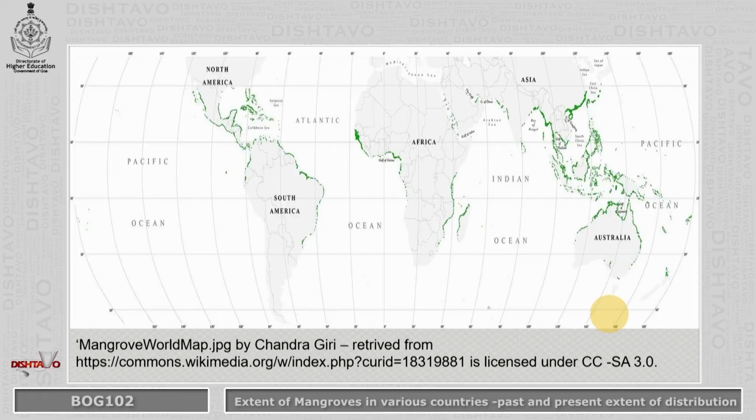Now this is the map showing mangrove world distribution. These are the different continents. We have North America, South America. You can see the dotted green lines, which show the distribution of mangroves in different continents. So when you come to our continent, that is Asia, you can see luxuriant growth in this continent. About 75% of mangrove cover is located in this region, that is the Indian Ocean and Pacific region.